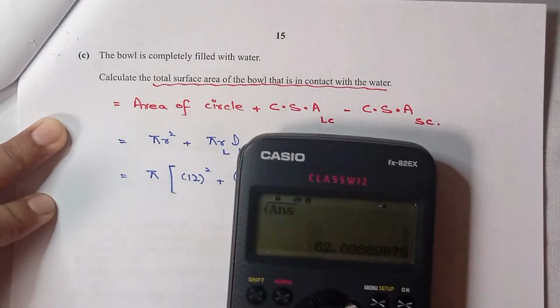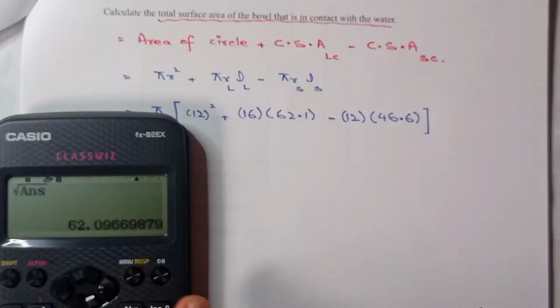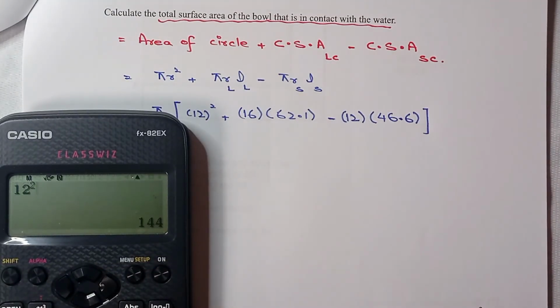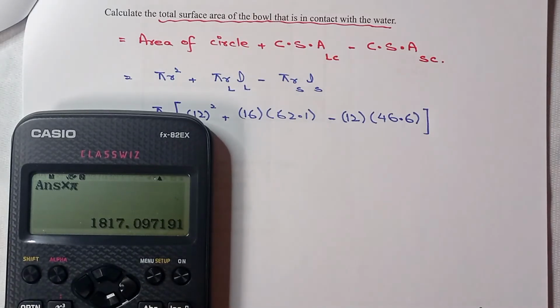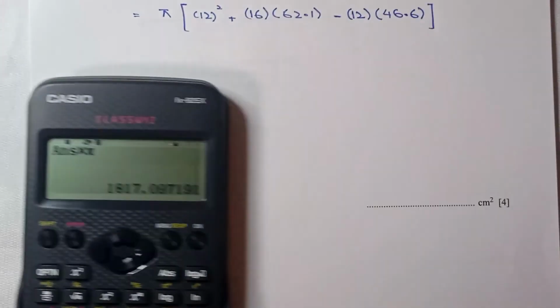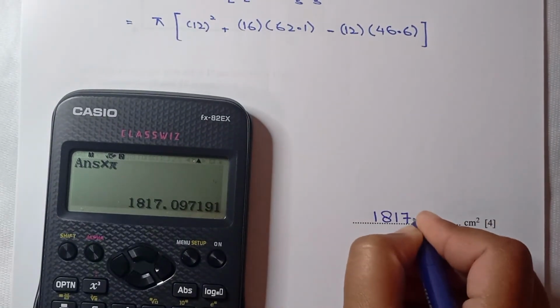So let me simplify to get the total surface area of the bowl that is in contact with water. First we need to do 12 square plus 16 times 62.1, subtract 12 times 46.6, and times pi, and this would be 1817.09 centimeter square. Yes. So this is the area, that is 1817.09.